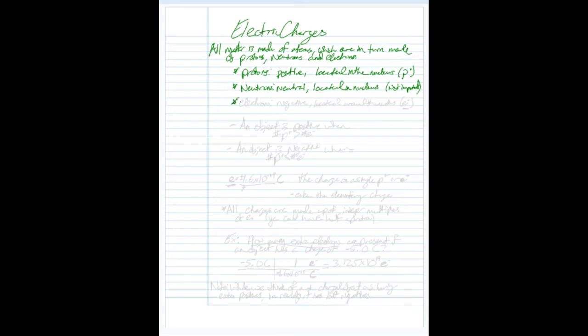Finally, we have our electrons. They're negative. They're located around the nucleus. We're going to abbreviate them as an E with a negative sign.